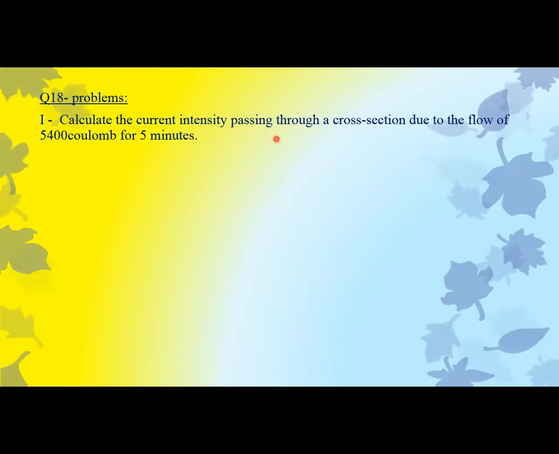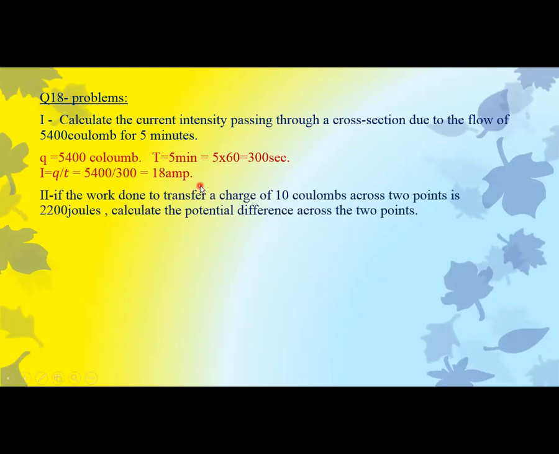Calculate the current intensity passing through a cross section to flow of 5,400 coulombs for 5 minutes. The Q is 5,400 coulombs. The time of 5 minutes we convert to seconds: 5 times 60 equals 300. I equals Q over T, 5,400 divided by 300 equals 18 ampere. We got the givens first, then the law, substituted, and found what we wanted.